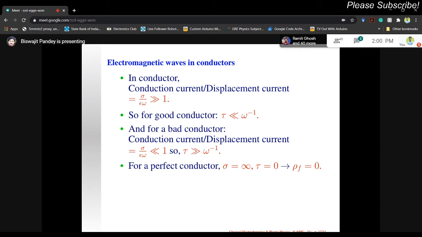So what it is telling you is that the free charges will be mostly contained on the surface of the metal, not inside the volume. They will dissipate very fast because of the continuity equation and Maxwell's equation, and that is the thing that we should keep in mind while dealing with conductors.